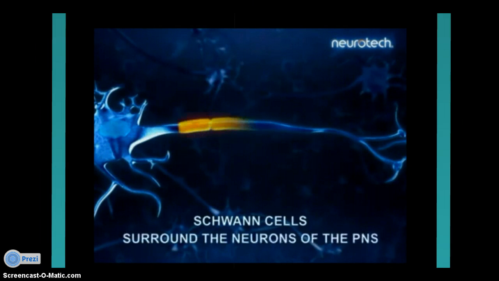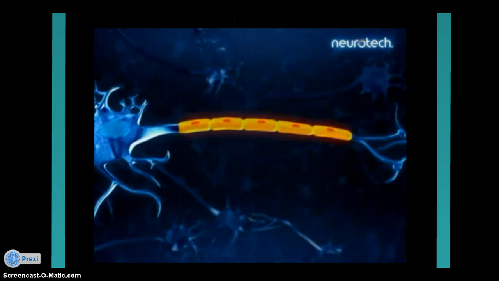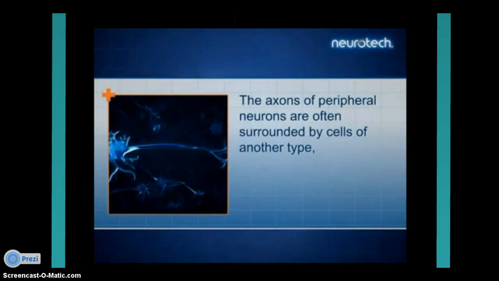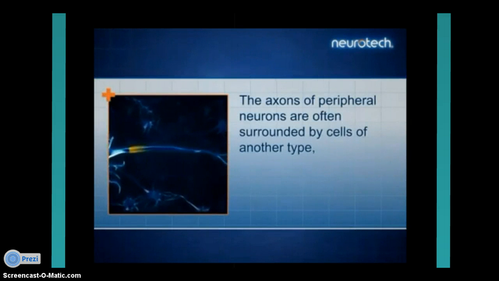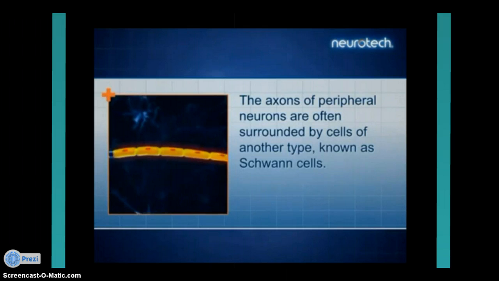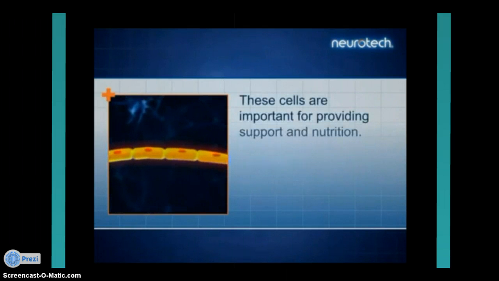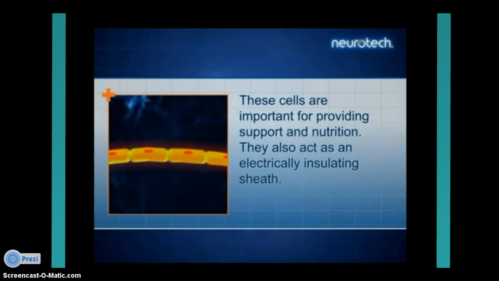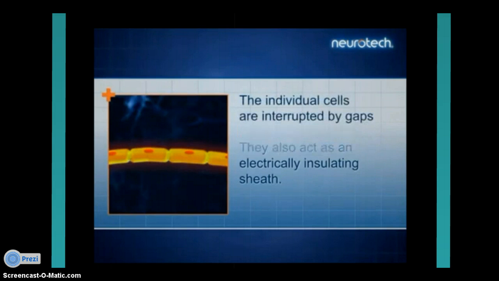Schwann cells surround the neurons of the PNS. The axons of peripheral neurons are often surrounded by cells of another type, known as Schwann cells. These cells are important for providing support and nutrition. They also act as an electrically insulating sheath.